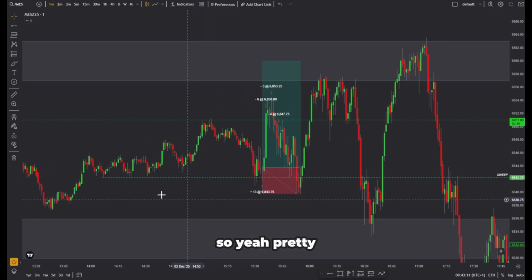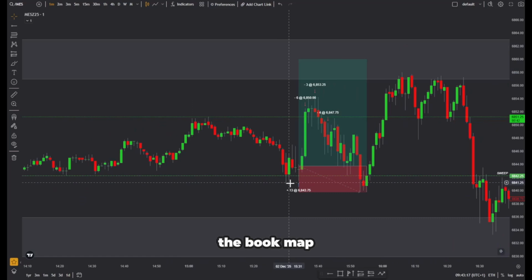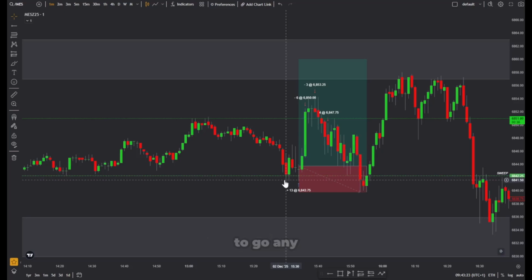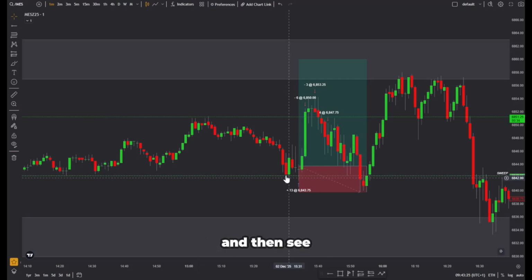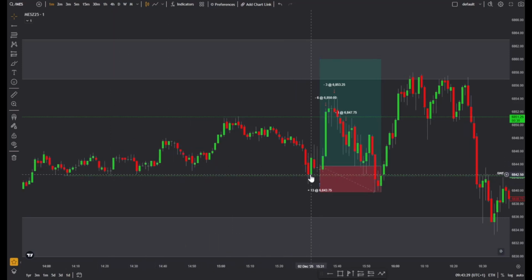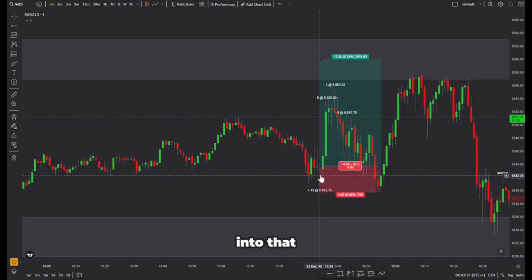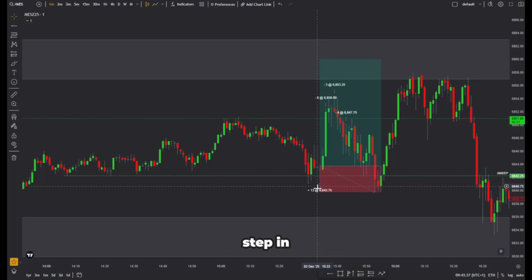So yeah, pretty simple thesis. We just had these equal lows here on the M1. I was waiting for a sweep, and then obviously I go onto the bookmap as I see this sweep, and I want to see heavy selling but price not really being able to go any further down, and then see heavy buying stepping in, reclaiming back above these lows, and then just see a consolidation range and wait for price to return into that, wait for a retrade with weaker selling and aggressive buying stepping in.